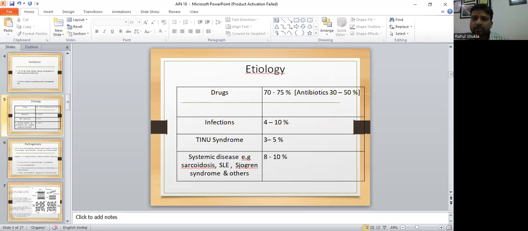Now coming to etiology, the most important etiology is drugs. Around 70 to 75% of acute interstitial nephritis is caused by drugs. Among these, antibiotics are the most common cause, causing up to 30 to 50% of the cases. Then followed by infection, around 4 to 10% of cases may be because of infection. Then some syndromic diagnoses like tubulointerstitial nephritis with uveitis are seen in around 3 to 5% of patients. And a few systemic diseases like sarcoidosis, lupus erythematosus, Sjogren syndrome, and many others may cause tubulointerstitial involvement in around 8 to 10% of the cases.